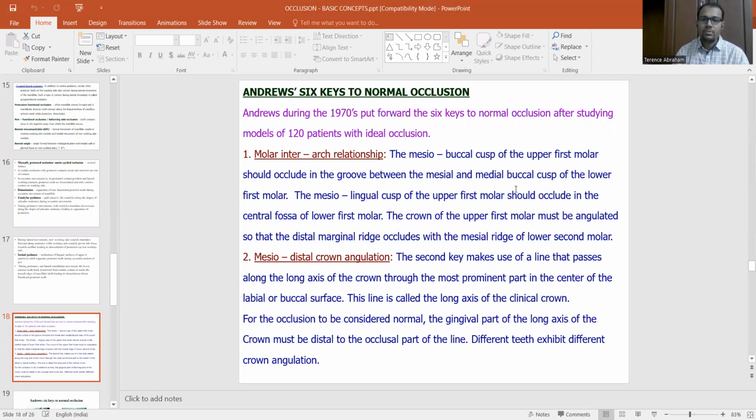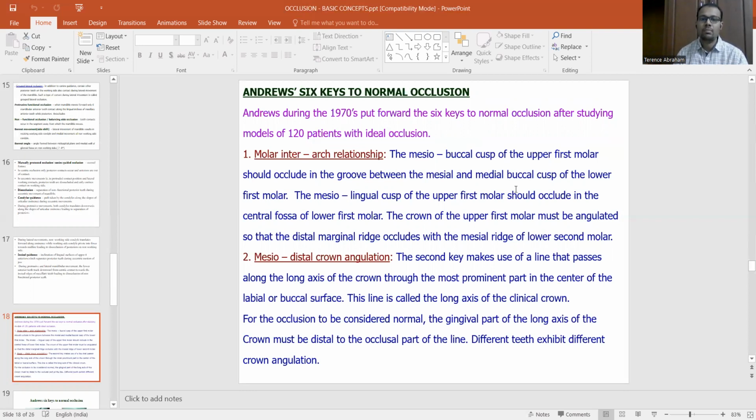Coming to Andrews' six keys of normal occlusion. What are the six keys of normal occlusion? Andrews conducted a study in 1970. He collected various samples and studied various occlusions. He collected 120 patients with ideal occlusion. So his sample was 120 patients with ideal occlusion. He observed them for various years and he found out various norms.